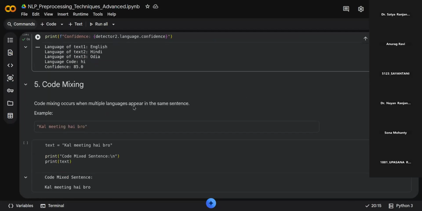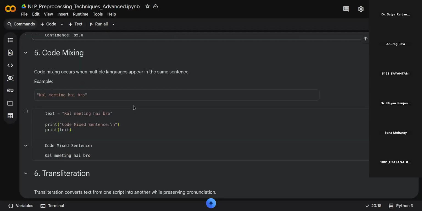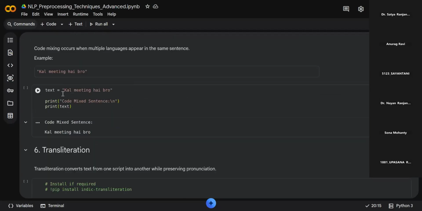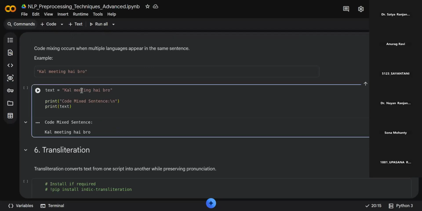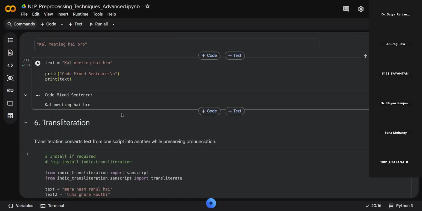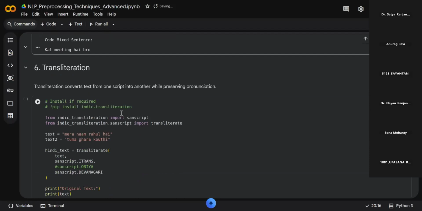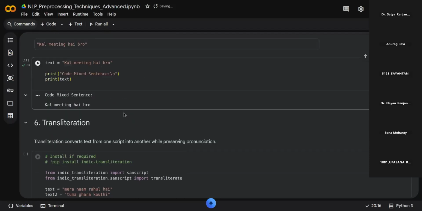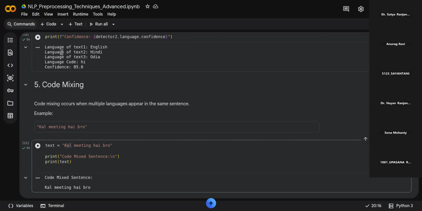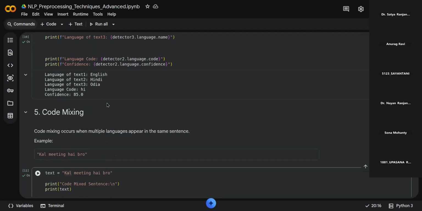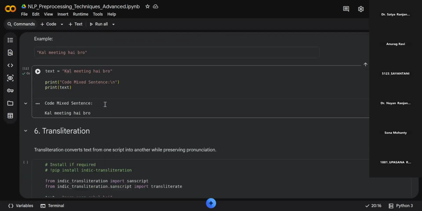Next, come to code mixing. Let's see here, this is the text: Kal meeting hey bro. Meeting is English. This is both transliteration and code mixing. Kal is Hindi, hey and bro are again English. So this is code mixed. You can also pass this code-mixed text to the detector module, and it can identify what type of language it is.